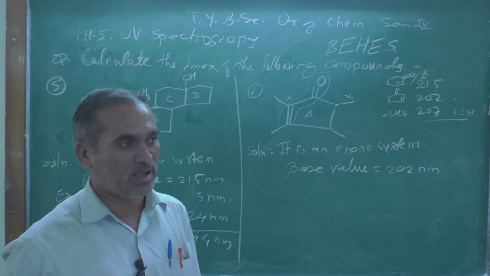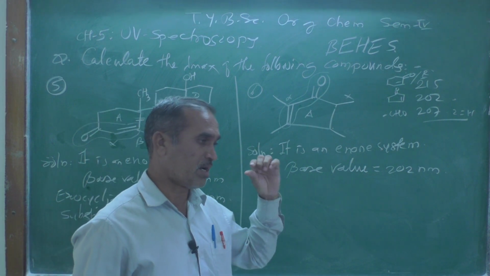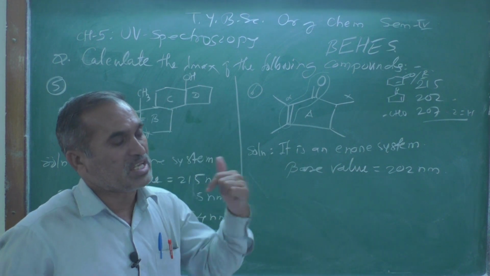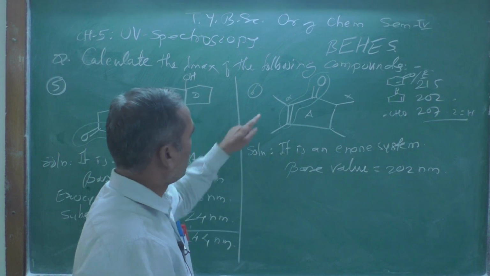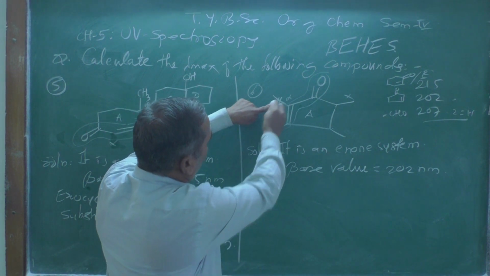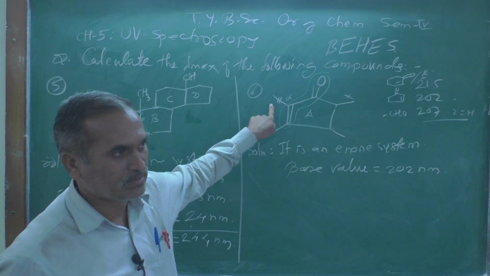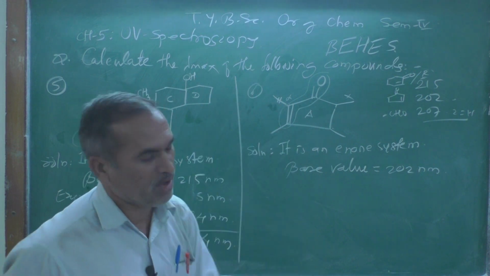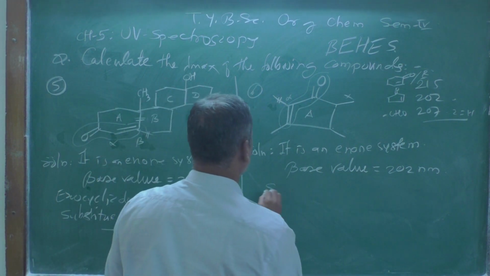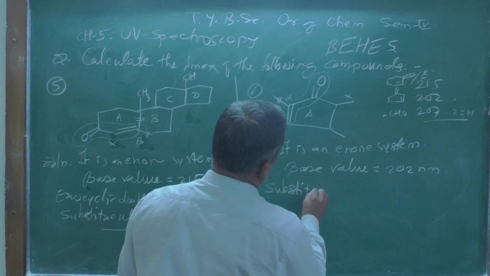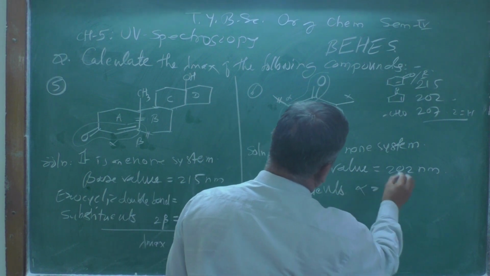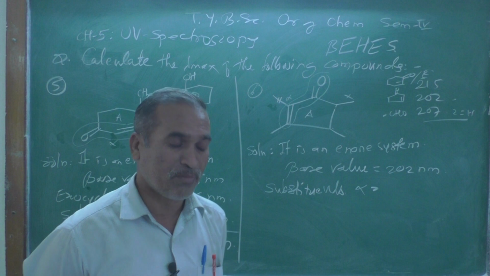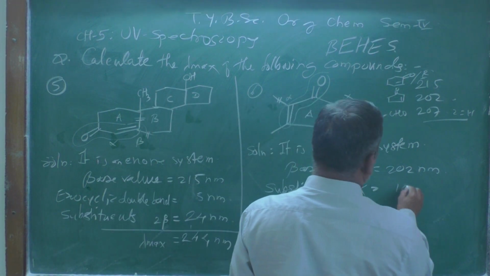It is alpha. The adjacent carbon atom next to the carbonyl carbon atom is always designated as alpha. Now you can clearly see here one substituent, which is nothing but an alkyl group. If an alkyl group is present at the alpha position, we write it here as a substituent. Now at the alpha position, one substituent you can clearly see over here. So how much to add? You should add 10 nanometer.